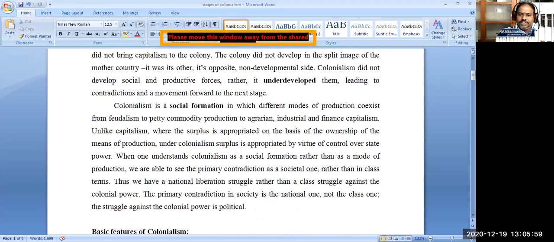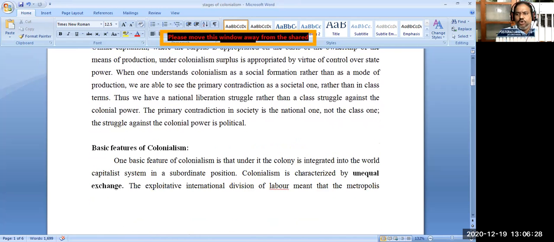When one understands colonialism as a social formation rather than as a mode of production, we are able to see the primary contradiction as a societal one rather than in class terms. Thus, we have a national liberation struggle rather than a class struggle against the colonial power. The primary contradiction in society is the national one, not the class one. Okay, so the struggle against the colonial power is political. And then we see the basic features of colonialism.